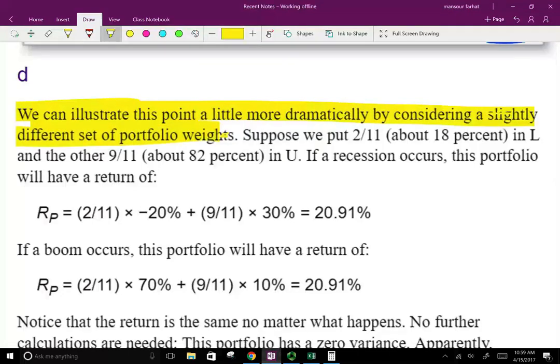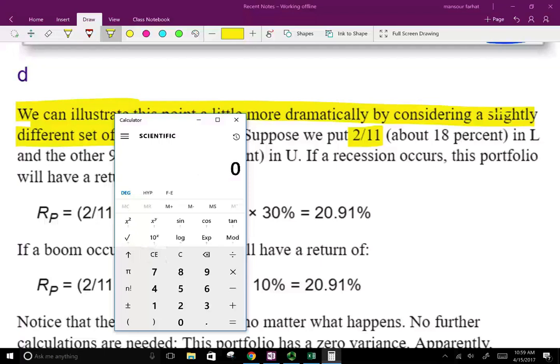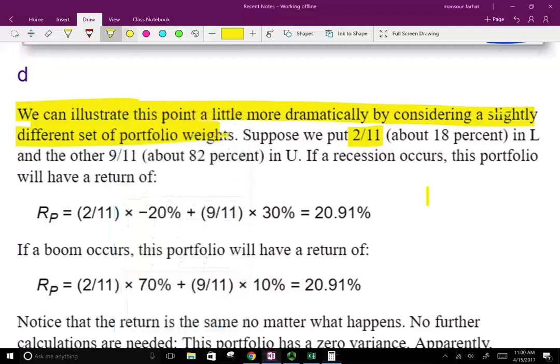So suppose we put 2/11 of our money, which is, what's 2/11? 2 divided by 11 is equal to 18%. So basically we're going to put 18% of the money invested in L, and 9/11, which is the remainder, which is 82%, invested in U. Okay. What would happen if a recession occurs?